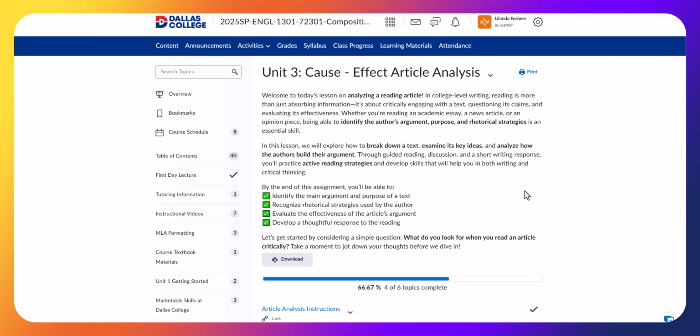So the first thing you want to do is go into your eCampus course and go to Content. Then scroll down until you see Unit 3 Cause-Effect Article Analysis.